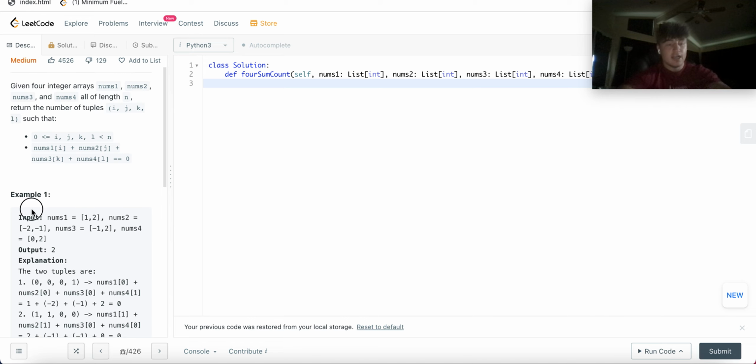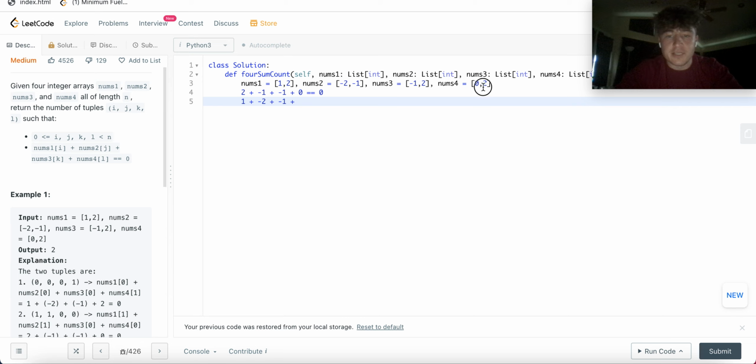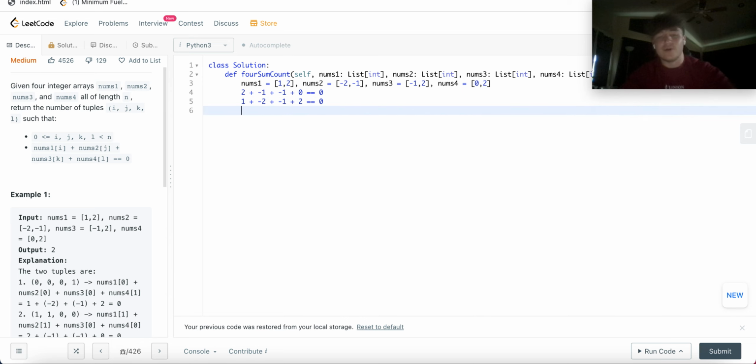So when we're looking at nums1, nums2, nums3, nums4, what can we take? We could take 1 from here, or no, we could take 2 from here. And then we could take a -1 from here, and then a -1 from here, and then finally a 0 here. And what does that give us? It gives us 0. We could also take a 1 here, a -2 here, a -1 here, and a 2 here. If you add those up, you get 0. And that's what we see here.